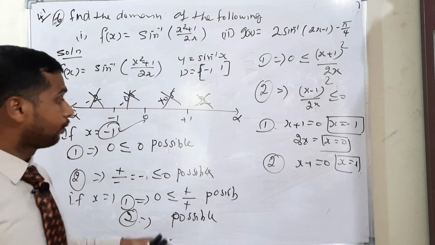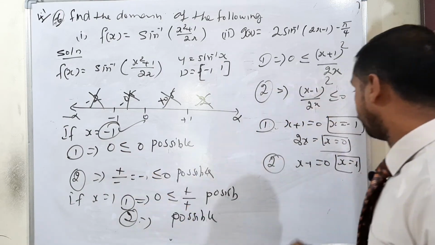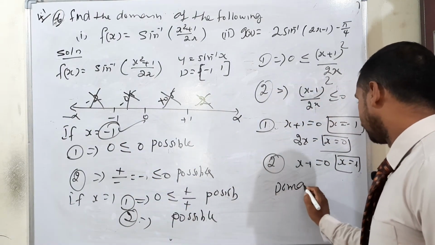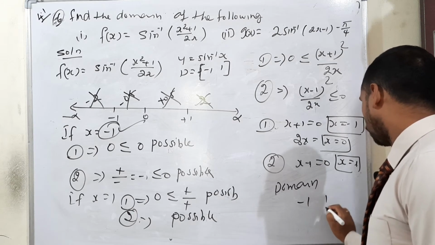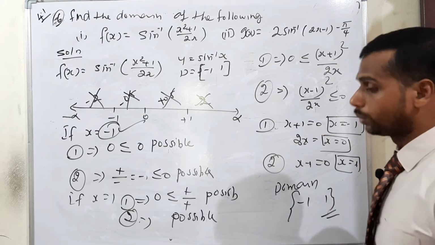So what I am saying, from negative 1 and positive 1, the domain we can simply say is minus 1 to positive 1. This is the domain for subdivision 1. Okay, moving to subdivision 2.